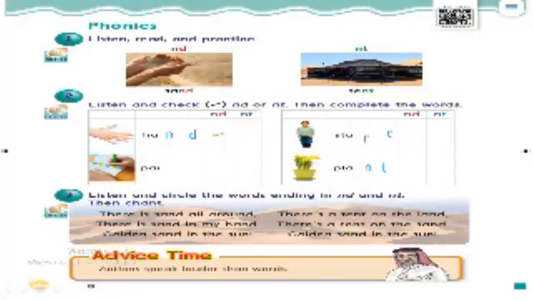So here we have plant. What are we going to put here? N. Yes, correct. And then what are we going to put here? T. Yes. Check that we completed it, so we completed it together.